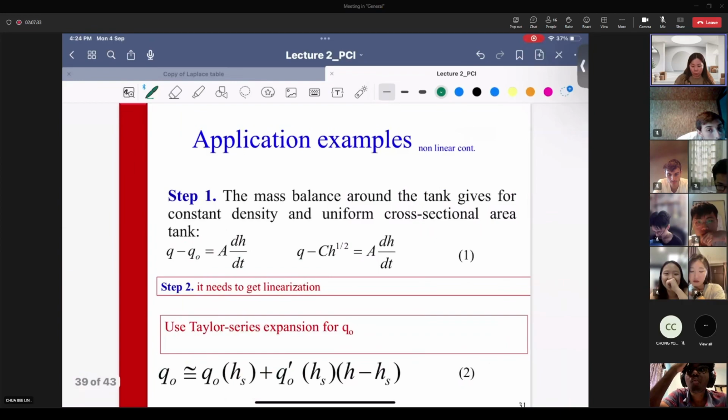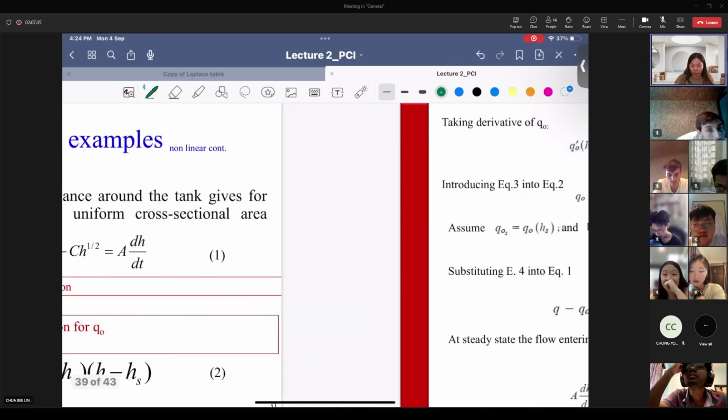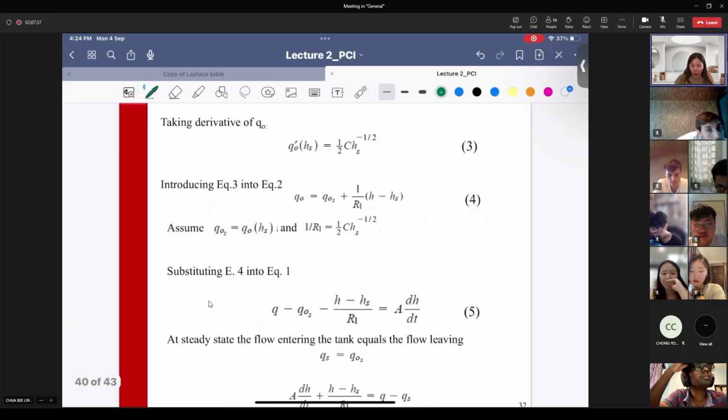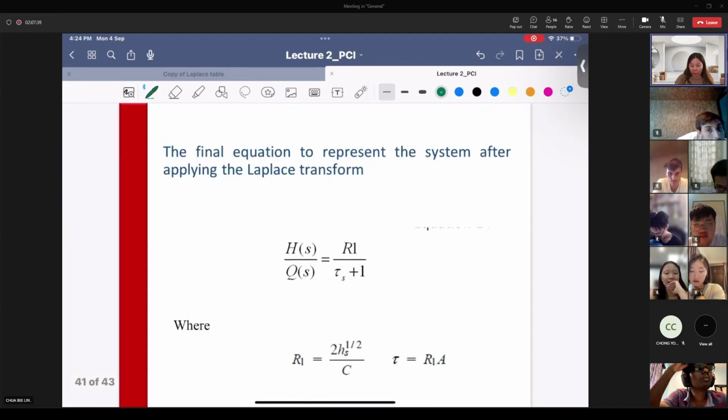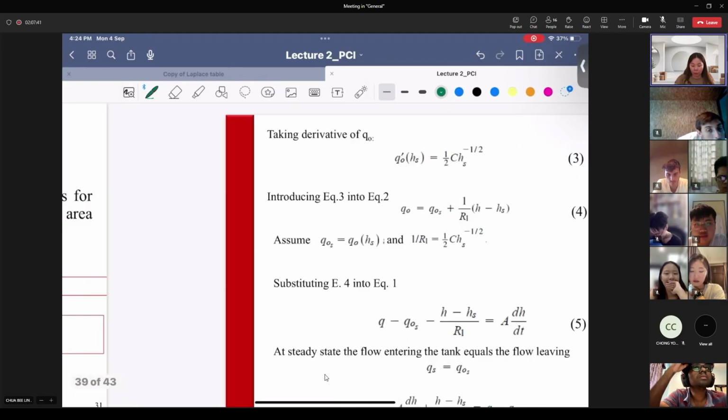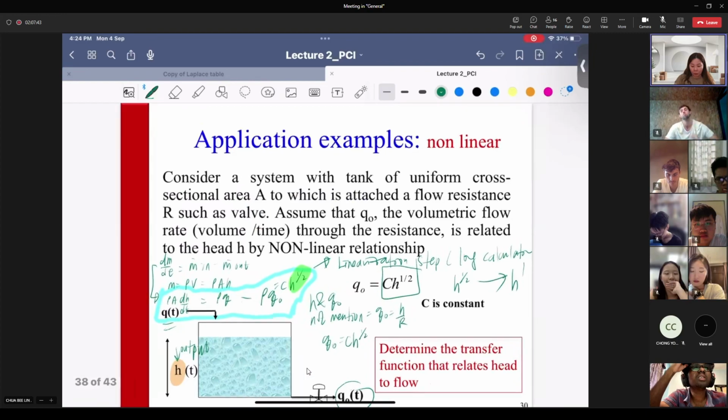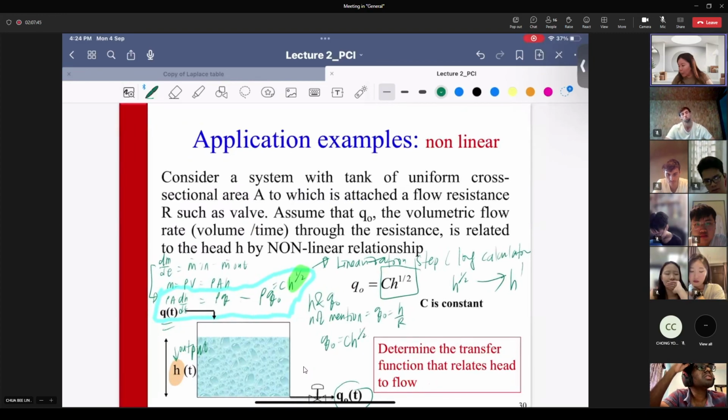So you need to do some revision of the Taylor series expansion. The equation is not given. Okay, so the Taylor series expansion, the equation is given in the tutorial, I think so. Let me copy the equation of the linearization.